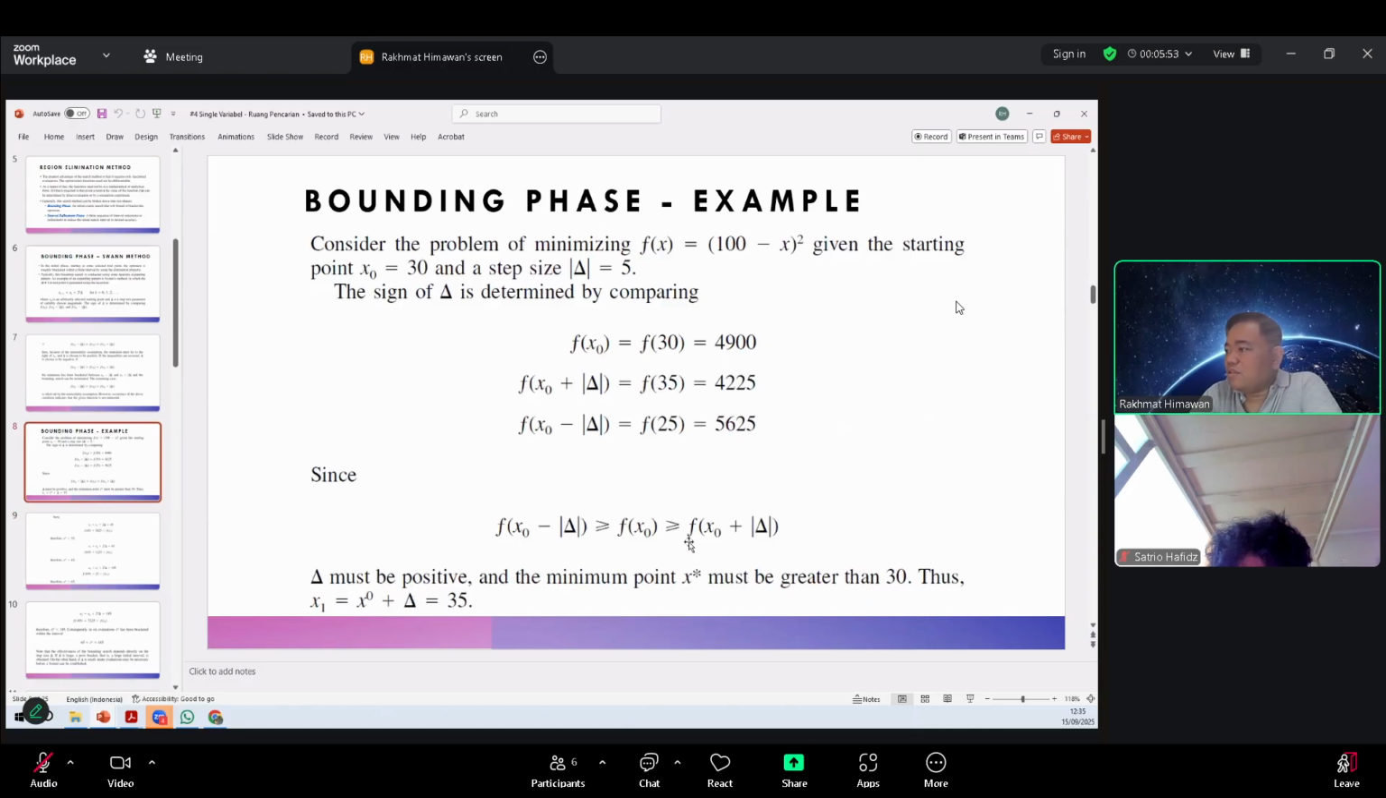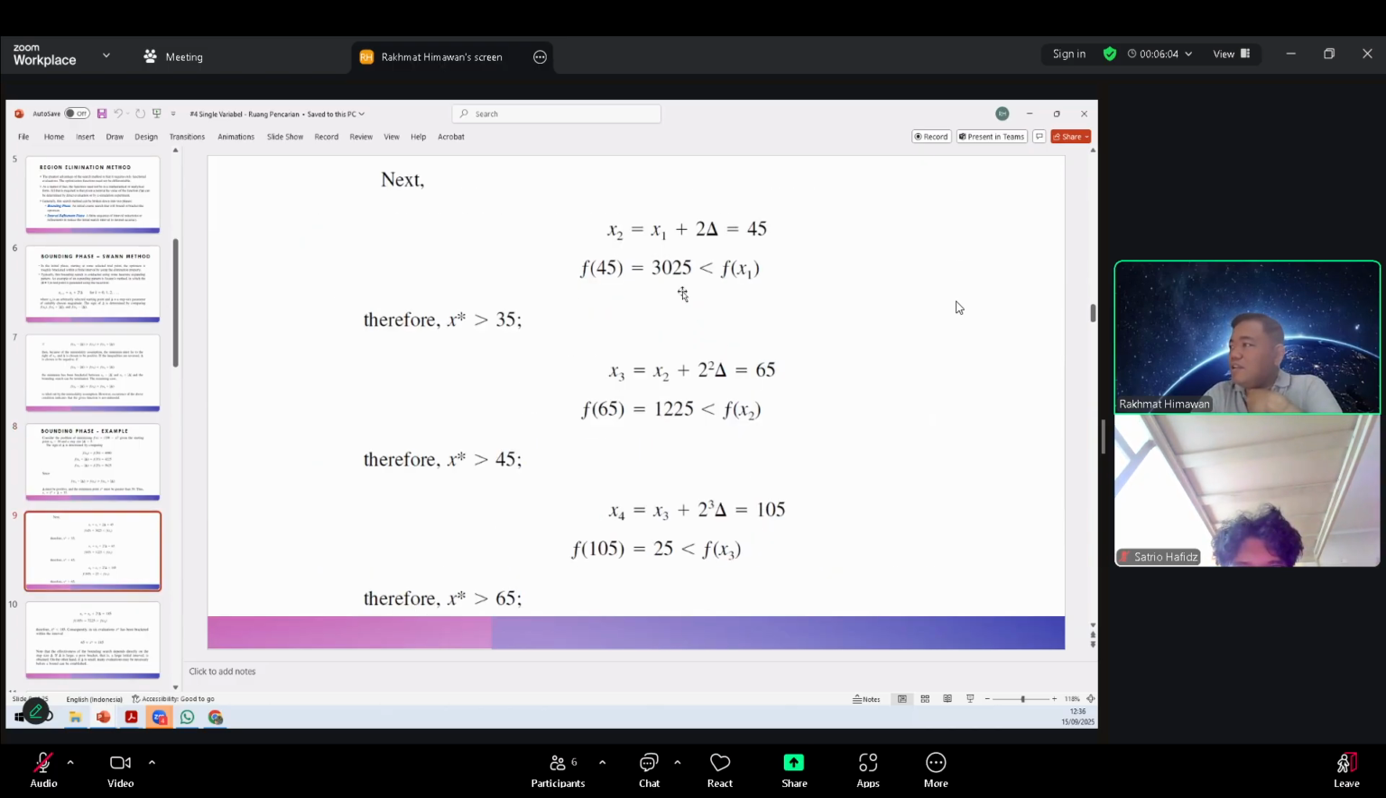f(x1) was, what is it? 4,200. Here it is 3,000, so lower. It's good, we're progressing. So we need to continue, and therefore x star is greater than 35.